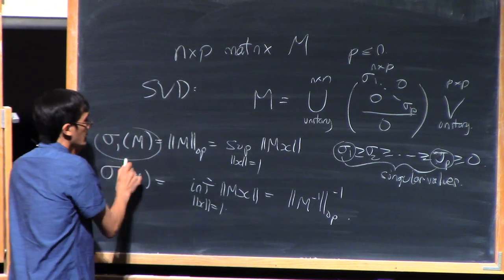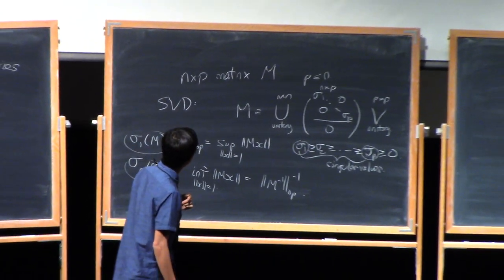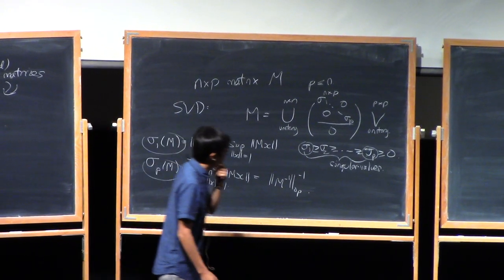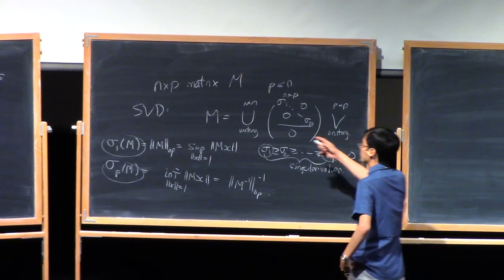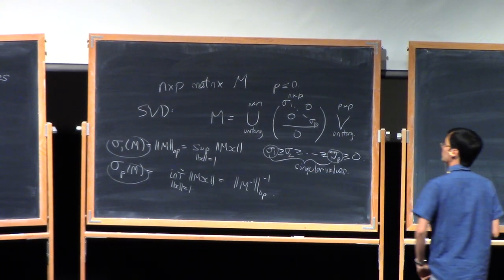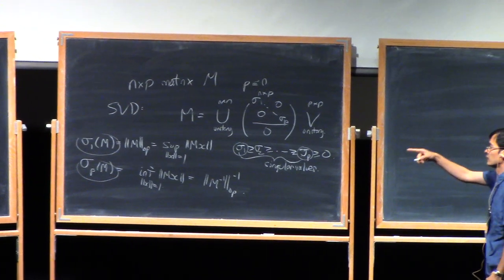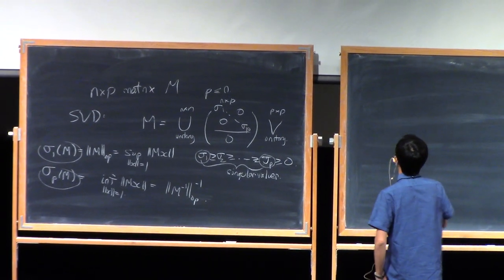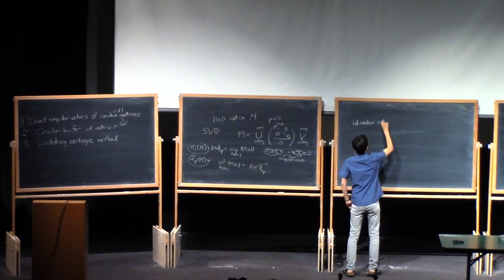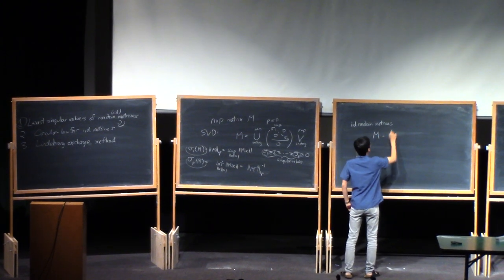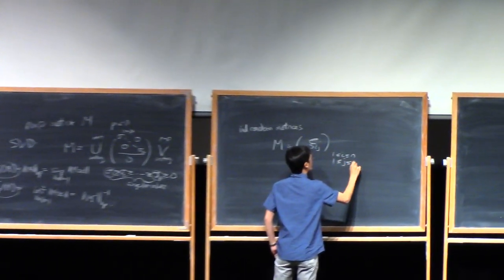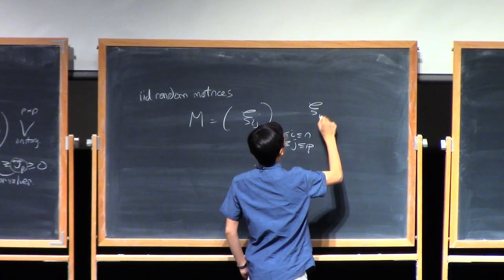These numbers show up all the time when you're studying other statistics of random matrices. So it is important to understand these numbers for various matrix models. Now, there are many matrix models that we'll care about, but for lectures 1 and 2, we will care mostly about IID random matrices. These are n by p matrices where all the entries are random complex numbers.